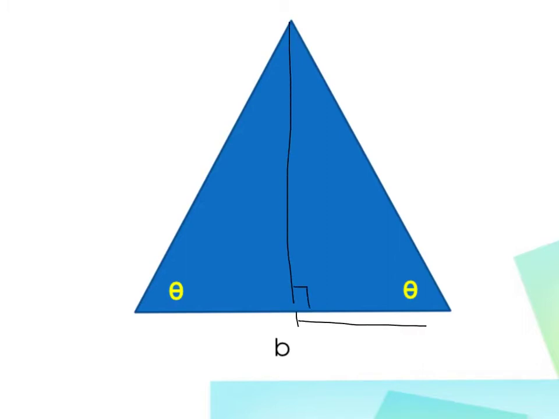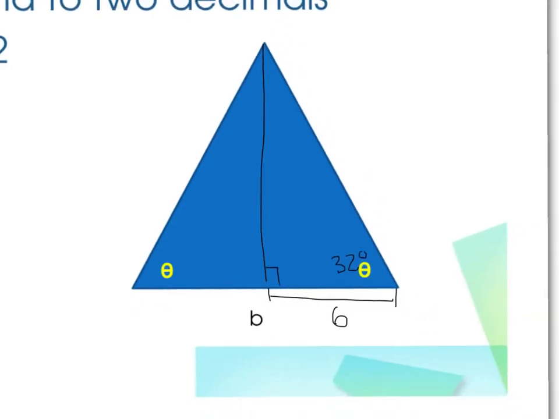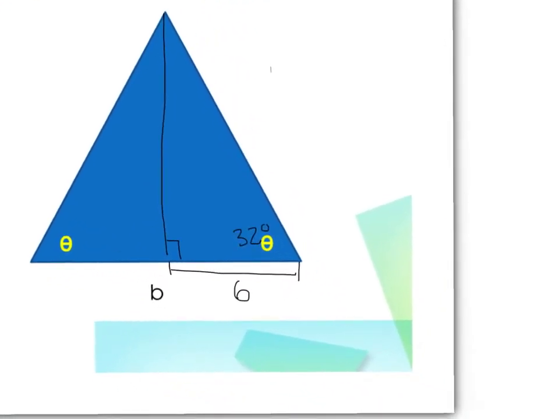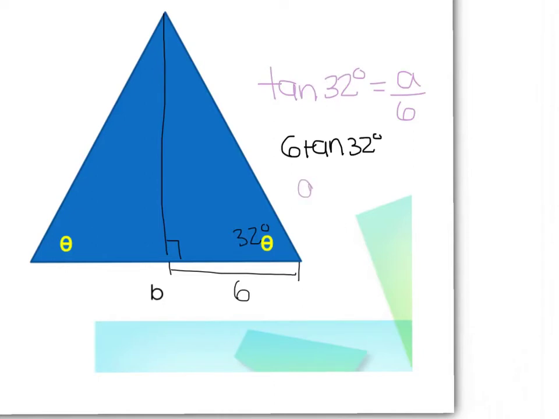So now I know that this portion is 6. This is still 32 degrees. And we're only interested in this side. So now let's think of the trig function that incorporates this angle with opposite over adjacent. And that's going to be tangent. So we have the tangent of 32 degrees. Make sure your calculator's in degree mode. Equals opposite, let's call it the altitude A, over adjacent 6. Multiply both sides by 6. And now we can find side A. All right, let's round to two place values. A is approximately 3.75.